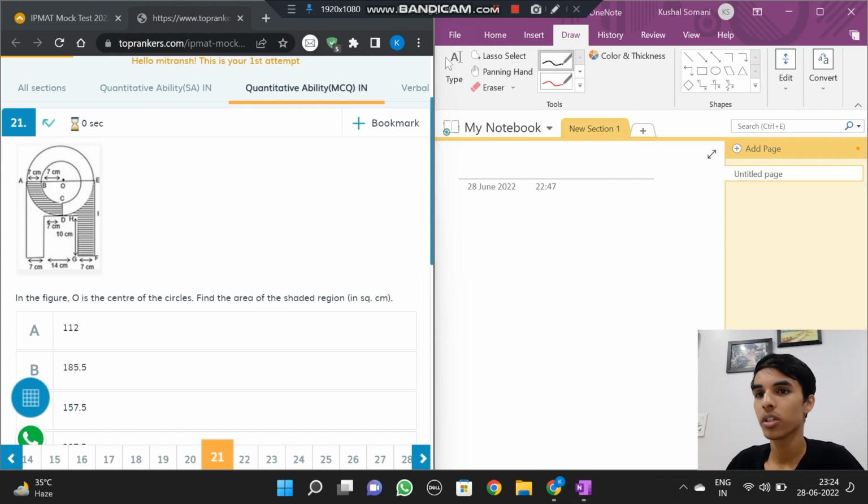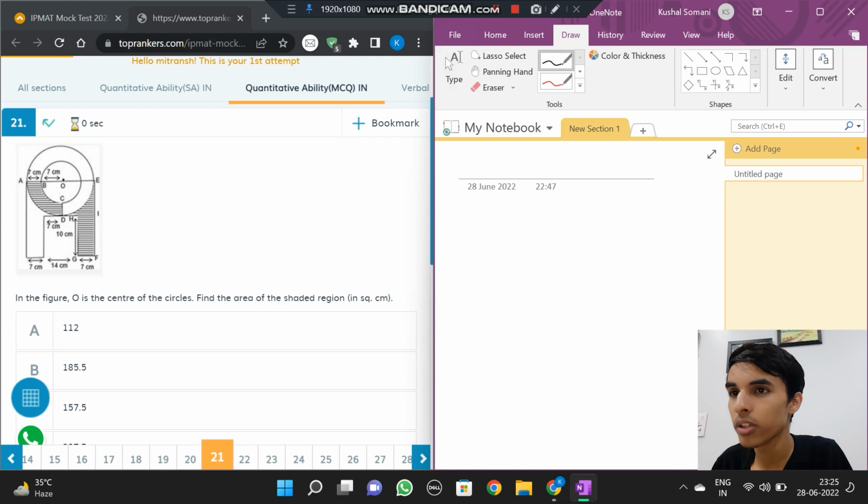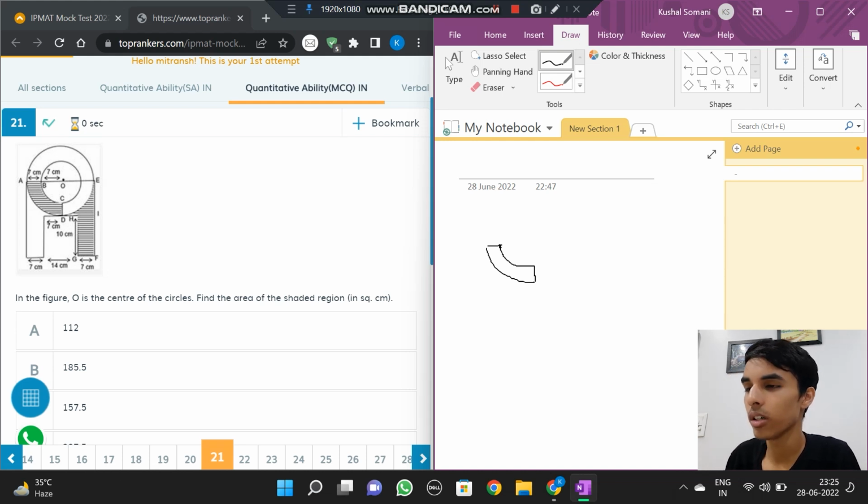So the first question is, in this figure, O is the center of the circle. Now we need to find the area of the shaded region. I think this is an easy question, requires a bit of calculation. So first we need to find the area of this part of the circle, which is nothing but the area of 1/4 of the bigger circle minus the area of 1/4 of the smaller circle.